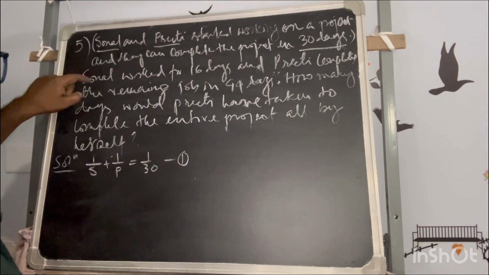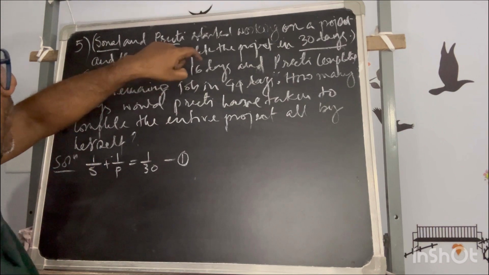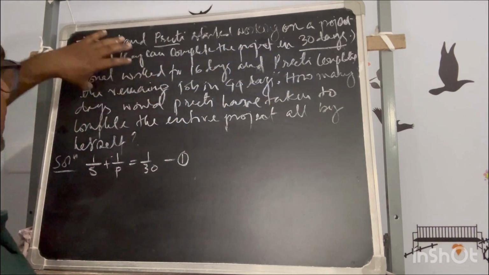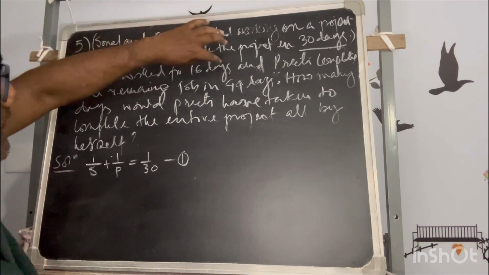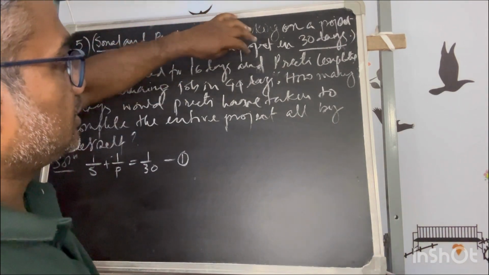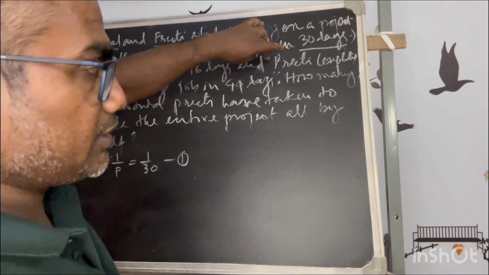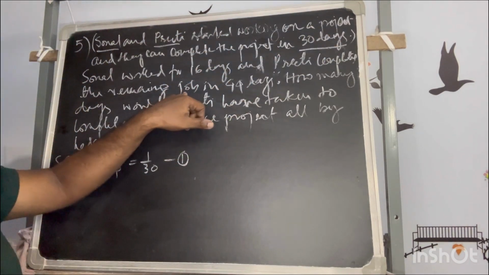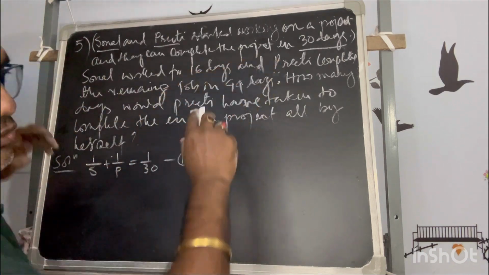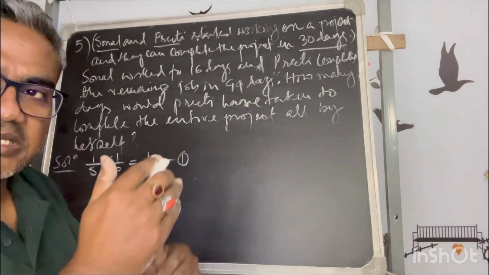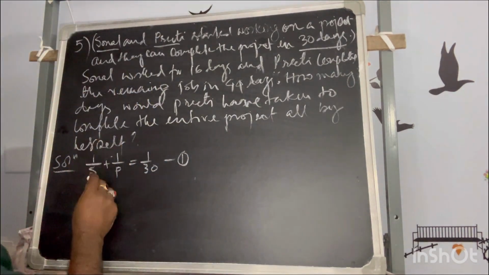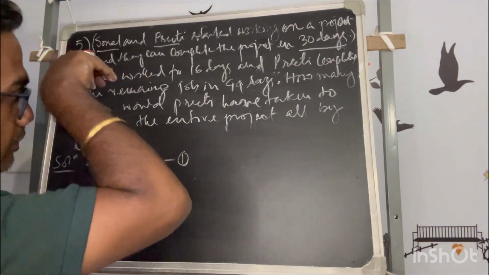The second part: Sonal worked for 16 days and Preeti completed the remaining job. That means after Sonal left the job after 16 days of work, whatever she has done, Preeti has taken over and the remaining job she has done in 44 days. So that means Sonal and Preeti are doing tandem job, not simultaneously. They are doing tandem job. Okay. So in that case, we know the rate of work for them individually.